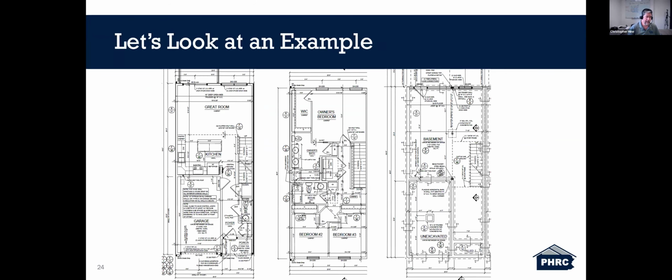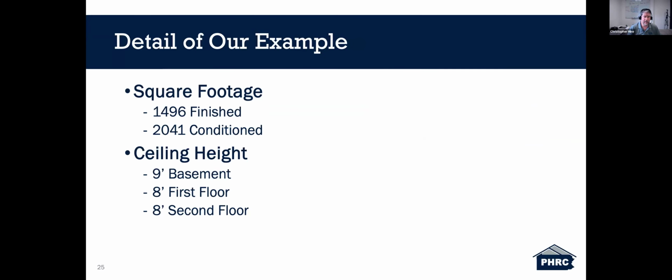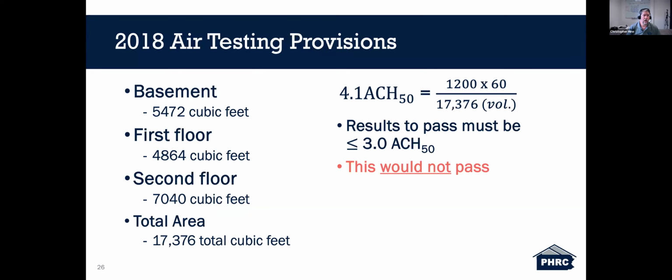So we're going to look at an example here. This example is going to look at a townhouse. Some details of our example: it's 1,496 square foot finished area, but it's 2,041 square foot of conditioned area. The reason they're different is because the basement is not finished. However, it is conditioned. And then our ceiling heights are a 9-foot basement, 8-foot first floor, and 8-foot second floor.